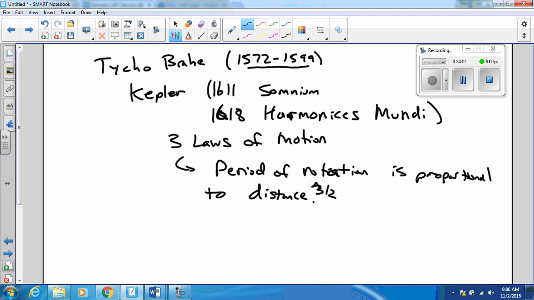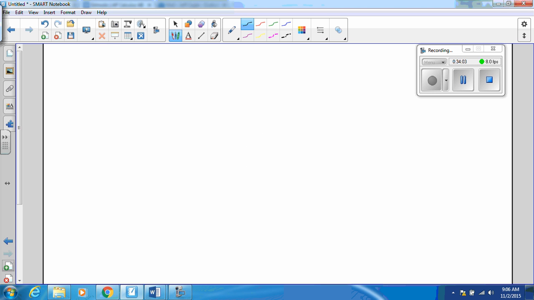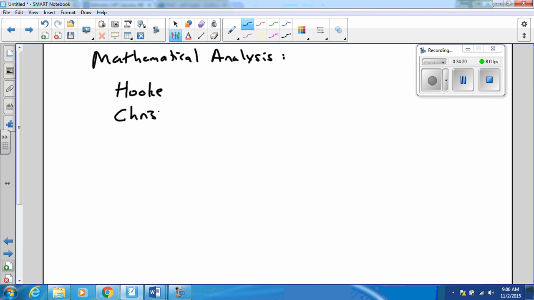And that mathematical analysis is taken up by several people. One of them is Hooke. One of them is Christopher Wren, the architect who built Shakespeare's theater, and he built several other things. And one of them is Sir Isaac Newton.